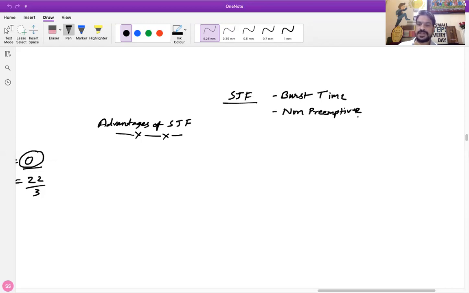What is non-preemptive scheduling? Whenever we are allocating the CPU to any process, that process will execute all its burst time, and it will go to the terminate state without going to the ready state again. That type of scheduling is called non-preemptive scheduling. So shortest job first scheduling is also a non-preemptive scheduling.